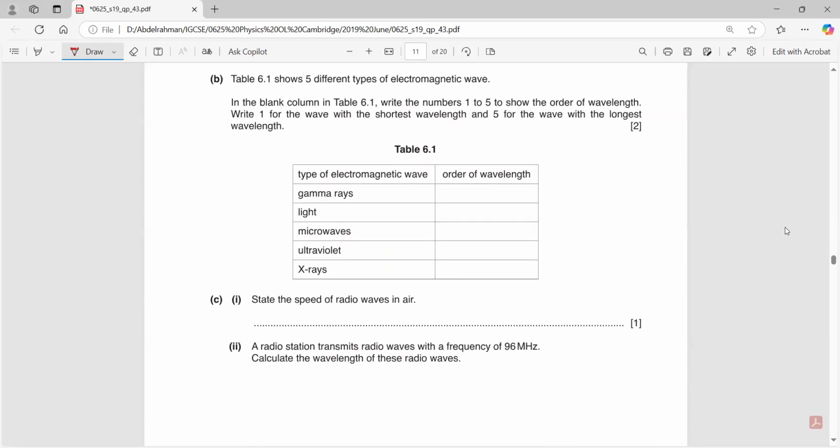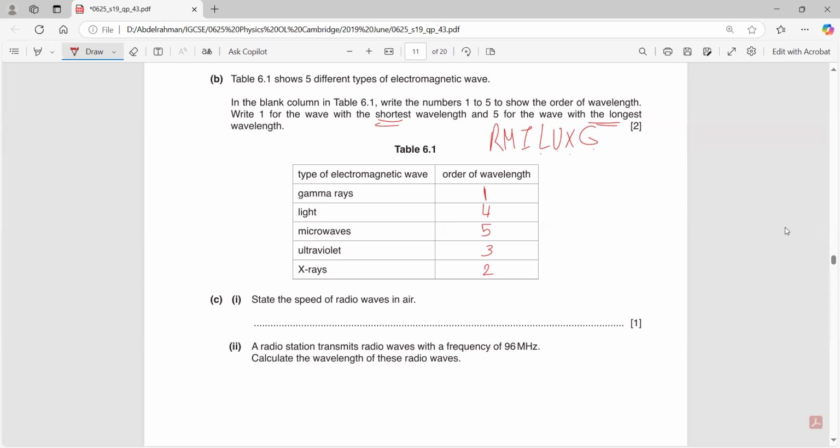Table 6.1 shows 5 different types of electromagnetic waves. In the blank column, write the numbers 1 through 5 to show the order of wavelength, 1 for the shortest wavelength and 5 for the longest wavelength. Shortest wavelength is 1, which is the highest frequency. So gamma has the highest frequency, so this would be 1. Then you have X rays, then ultraviolet, and then light and then microwaves.